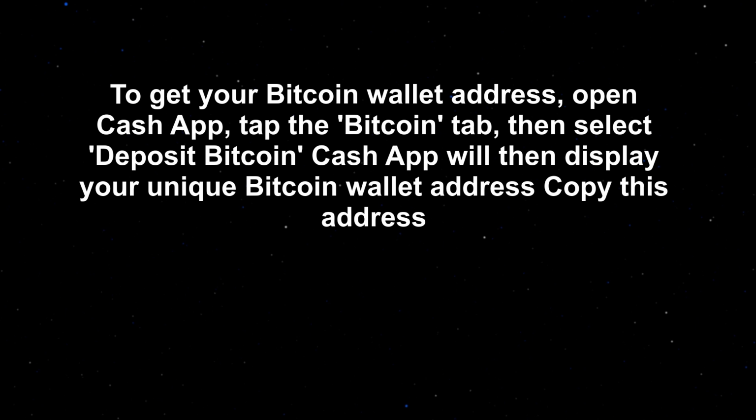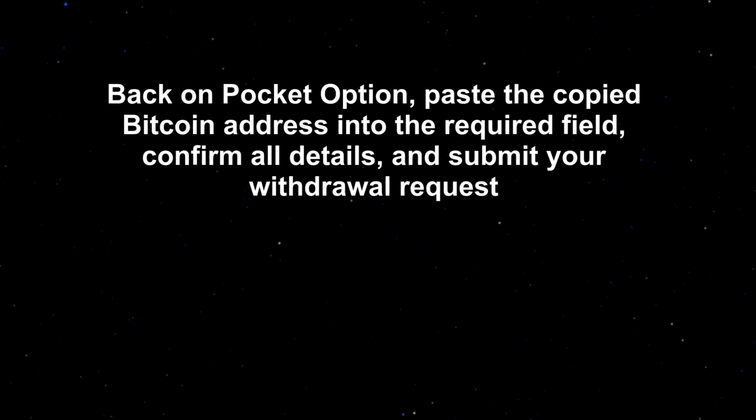To get your Bitcoin wallet address, open Cash App, tap the Bitcoin tab, then select Deposit Bitcoin. Cash App will then display your unique Bitcoin wallet address. Copy this address. Back on Pocket Option, paste the copied Bitcoin address into the required field. Confirm all details and submit your withdrawal request.